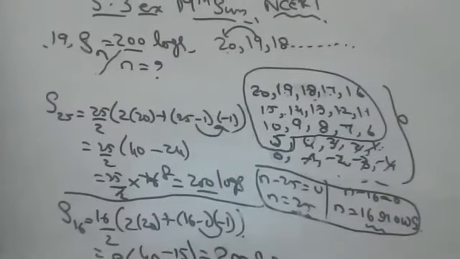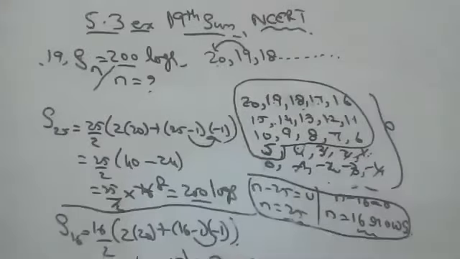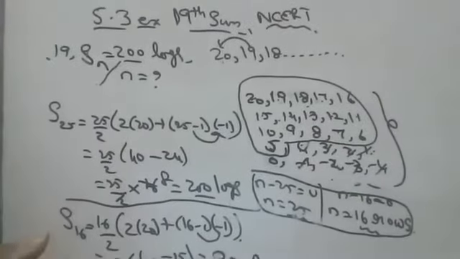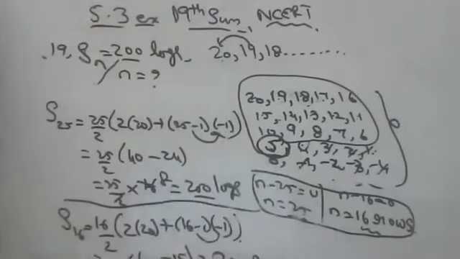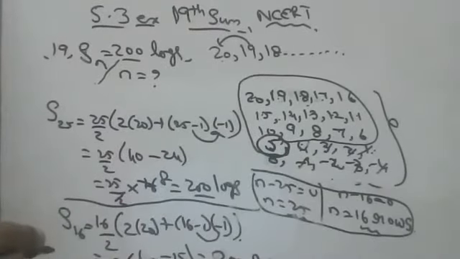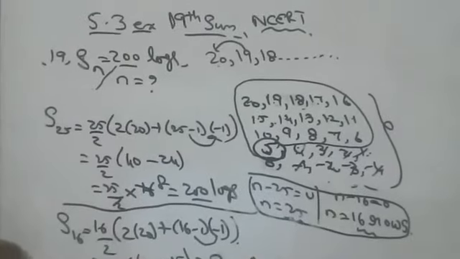So this is a very, very important question. That's why I explained slowly. Children, this is very important. And what is the number of locks in the top row? 5 is the number of locks in the top row.